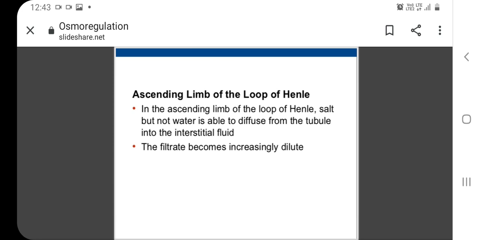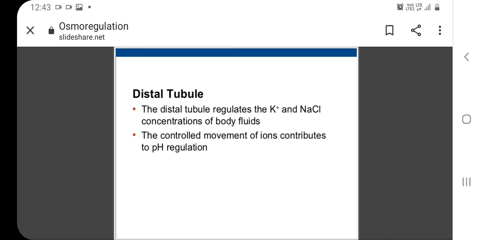Ascending limb of the loop of Henle. In the ascending limb of the loop of Henle, the salt is again reabsorbed. It diffuses from the tubule into the interstitial fluid, that is, into the body fluid. The filtrate then becomes dilute because the salt has been reabsorbed.